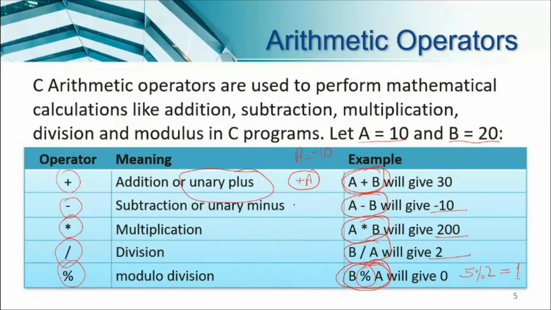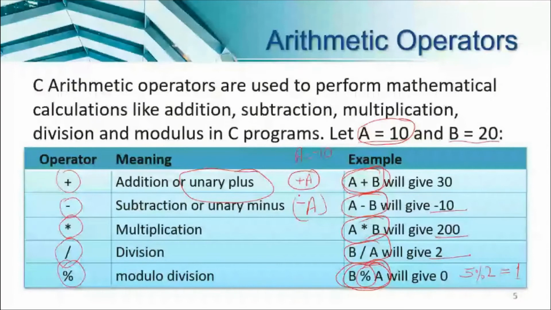On the other hand, unary minus means minus of a. If a is 10, this will return minus 10 as minus of a, and if a is minus 10, this will return plus 10 as the value for minus of a. So this is unary minus. Unary means there is only a single operand associated with it. Unary minus means only a single operand with a minus, so minus a. So this is the unary plus as well as unary minus.